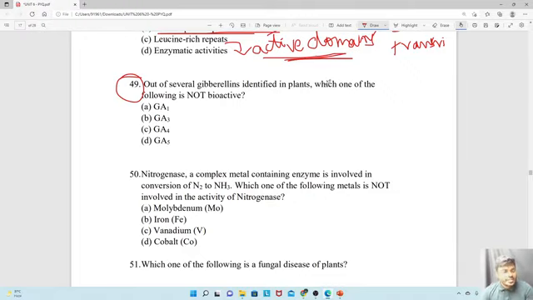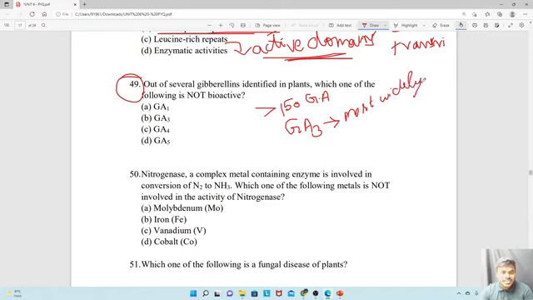Fantastic. So friends, I hope if you quickly recall, I have told all of you that there are more than 150 types of gibberellic acid derivatives. And I have told you, friends, GA3, gibberellic acid 3, is the most widely studied.